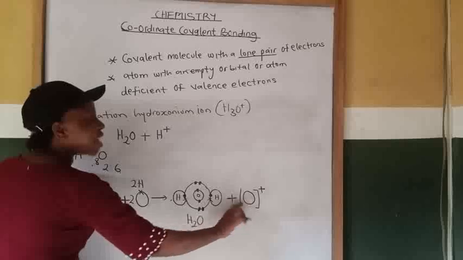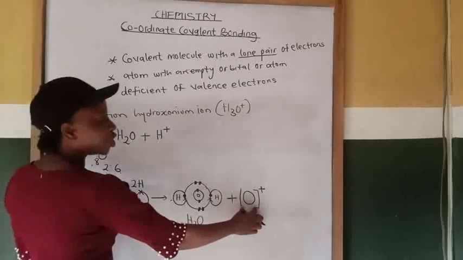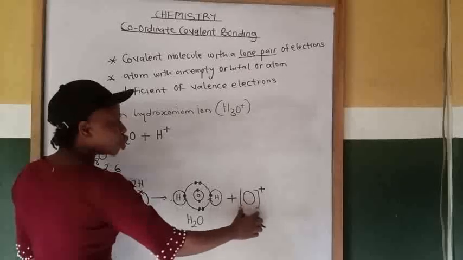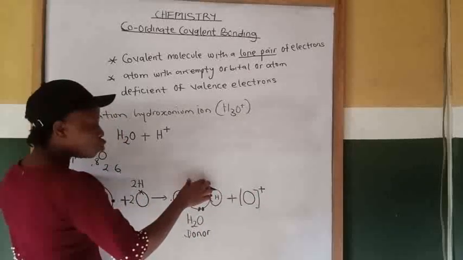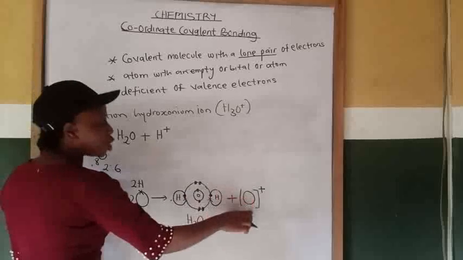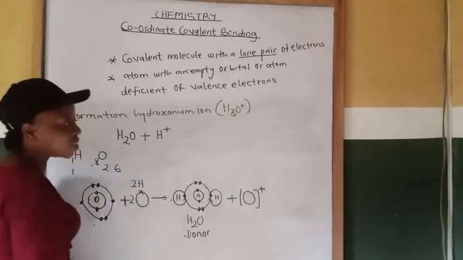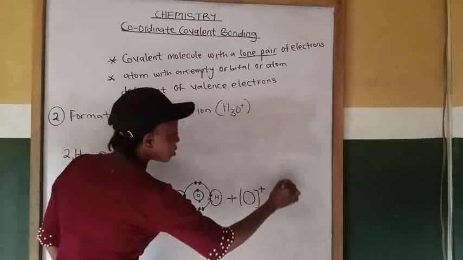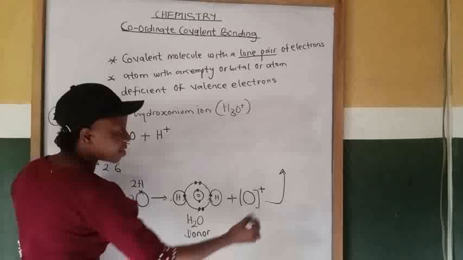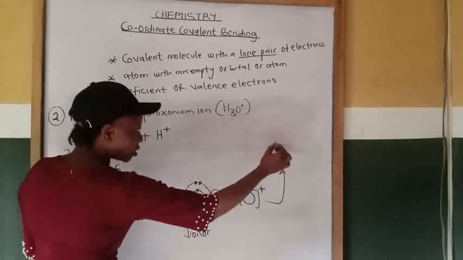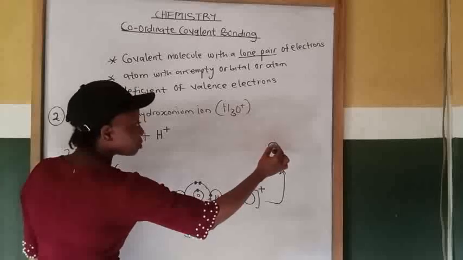Hydrogen has nothing to give because it has an empty valence orbital. So it will come and pair with the water molecule. The water molecule will share a lone pair of electrons with the empty valence orbital of hydrogen. So what will our product form be? Let's take it up like this: the structure of the water molecule.